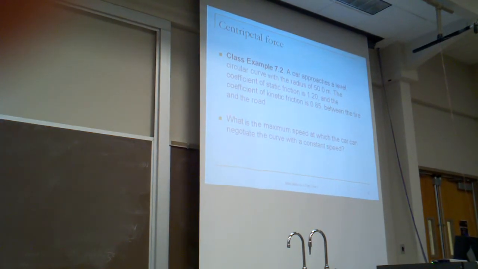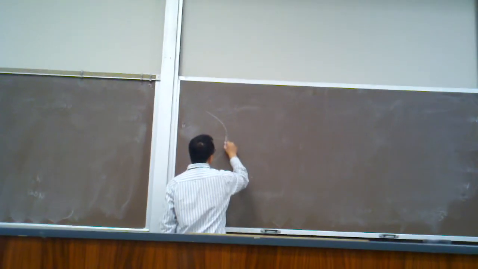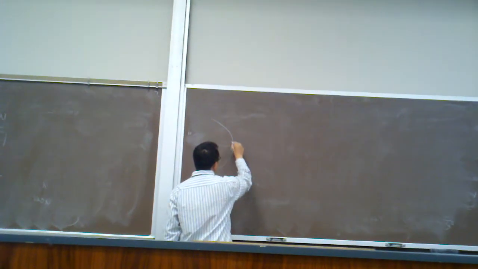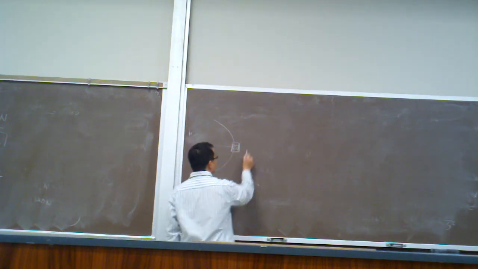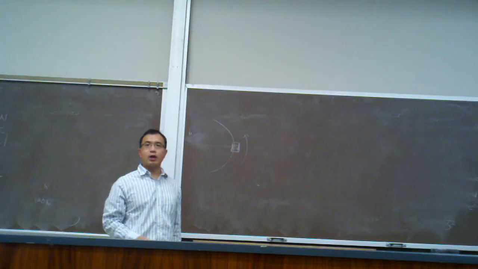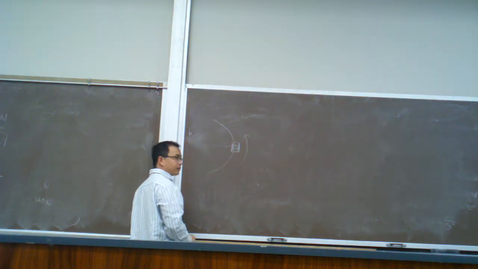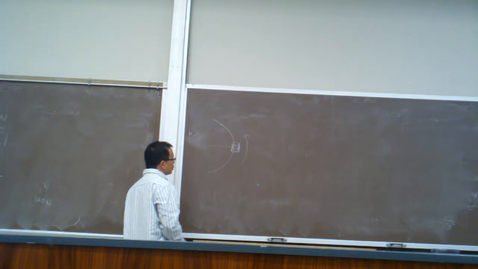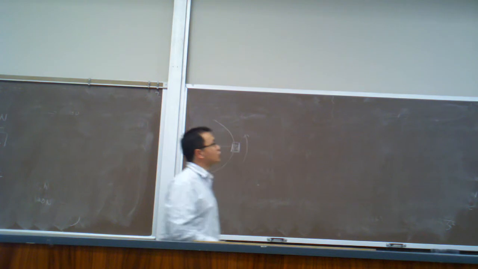Okay. So what happens is that if you look at this problem from the top, you have a circular curve like that, and the car is here, going along part of the circular motion. Then what we have to do is determine the maximum speed at which the car can negotiate the curve.